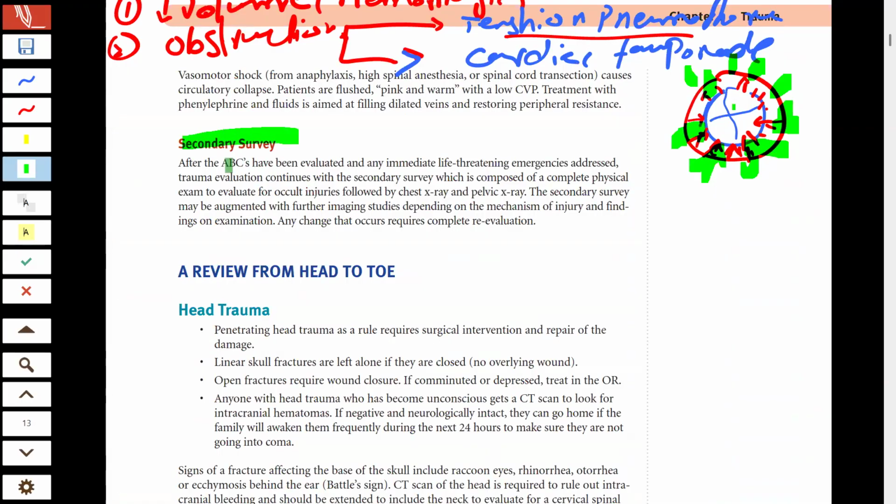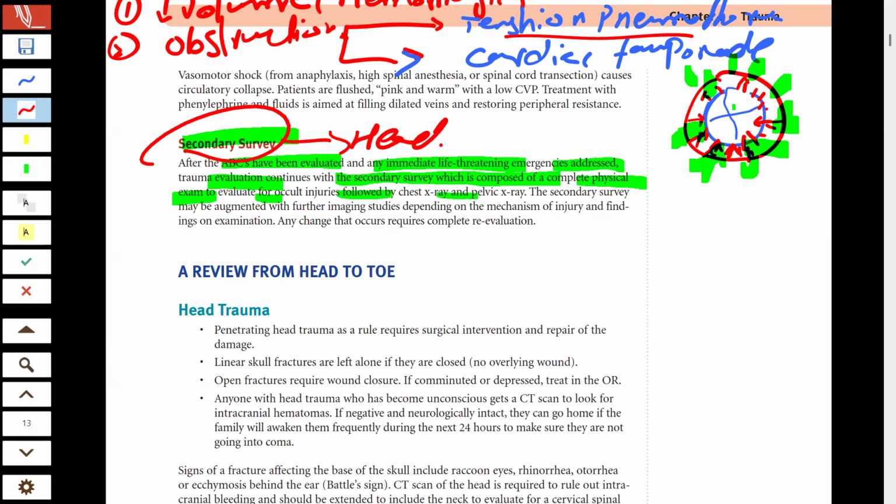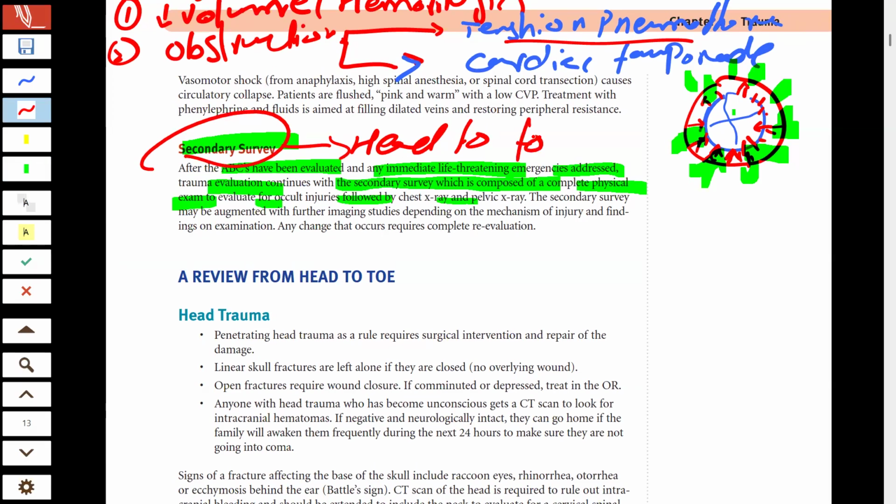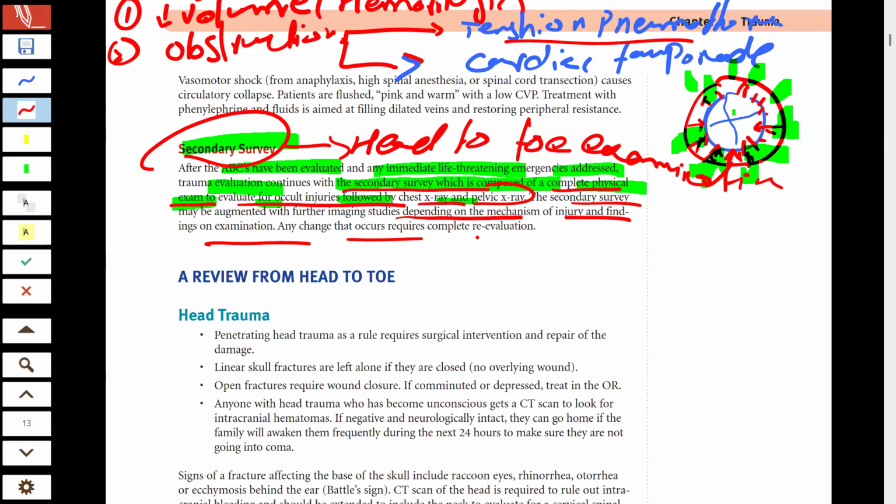There is the secondary survey. So ABCD evaluate and address any immediate life-threatening emergency. The secondary survey is composed of a complete physical examination, basically a head to toe examination, to evaluate for occult injury, followed by a chest X-ray or pelvic X-ray. This can be supplemented with imaging studies depending on the mechanism of injury and any other required.